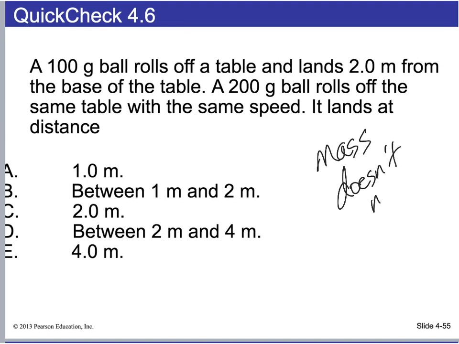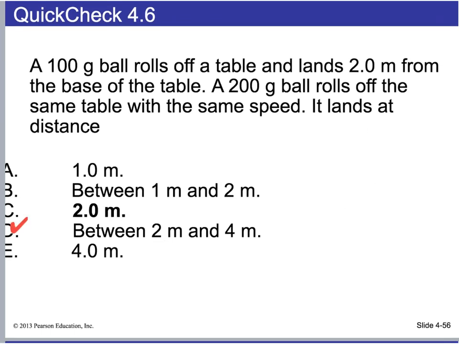And so effectively we are just trying to figure out if the mass is important. Since it's not important, it should land at the exact same spot. So it should be 2 meters. Okay? And again, it's 2 meters because it's hitting at the exact same spot as the 100 gram.